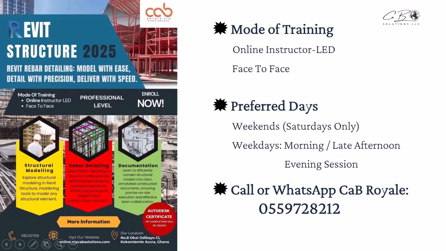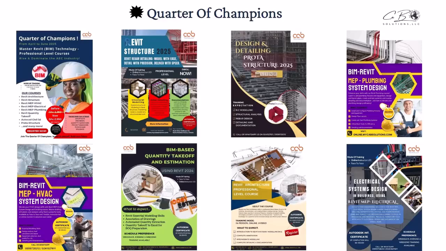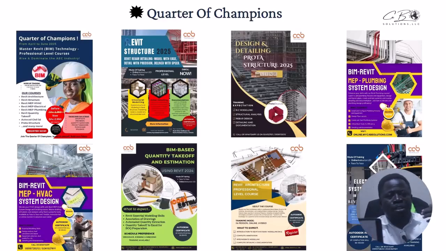Now, there may also be someone here who probably saw the Revit structure advert and has been brought here. This is what we call the Quarter of Champions. These are the courses we are currently running in Cab Royal. I think the only thing excluded here is Civil 3D. But aside from that, we are doing Revit architecture, Revit structure, MEP electrical, MEP plumbing, quantity takeoff, AutoCAD Civil 3D, Prota structure, and several other programs that are also available.